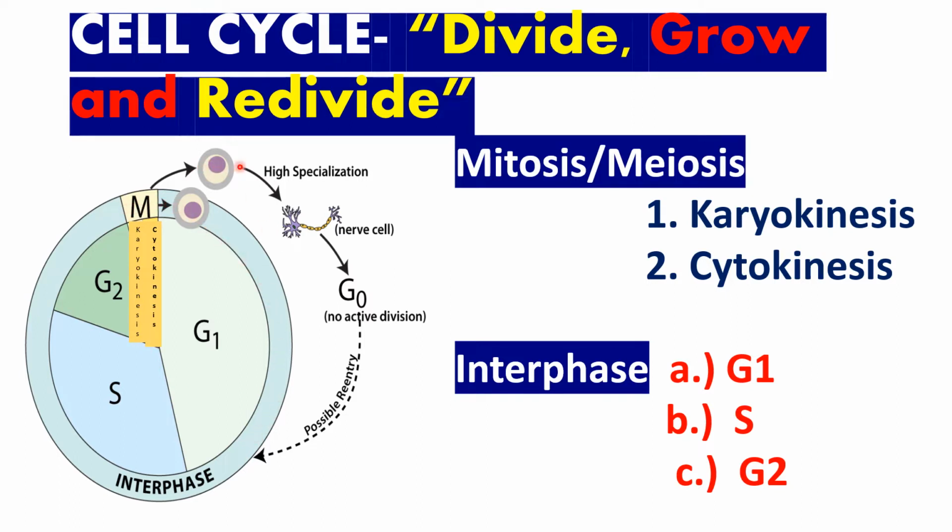But in some cases, example nerve cell, there is no cell division. Then liver cells. Liver cells, whenever it is necessary, it will divide. Then based on the cells, the cell cycle will continue, in meristematic region or in growing region.